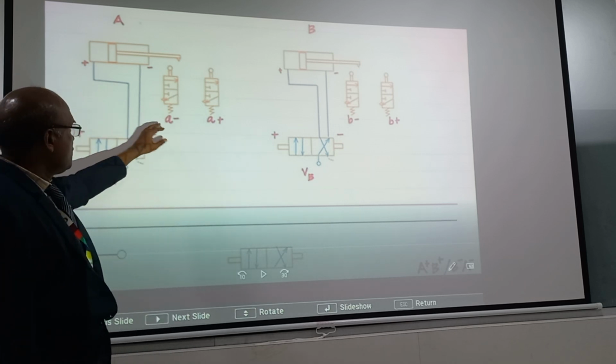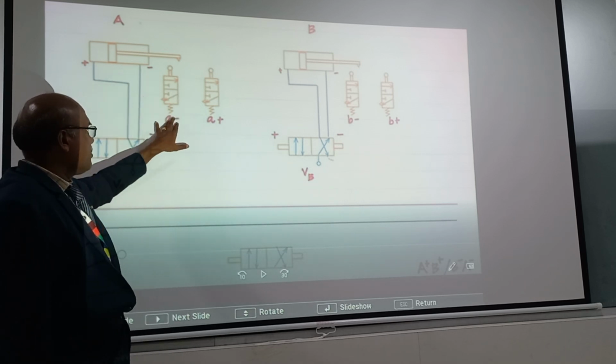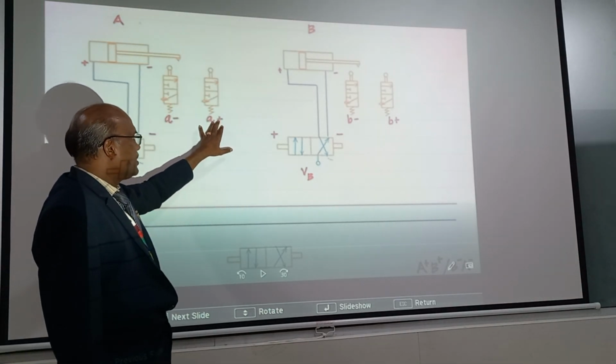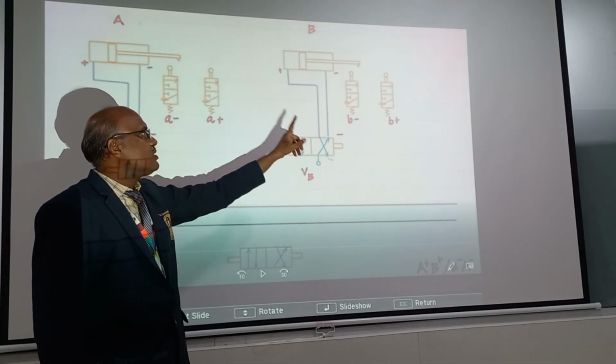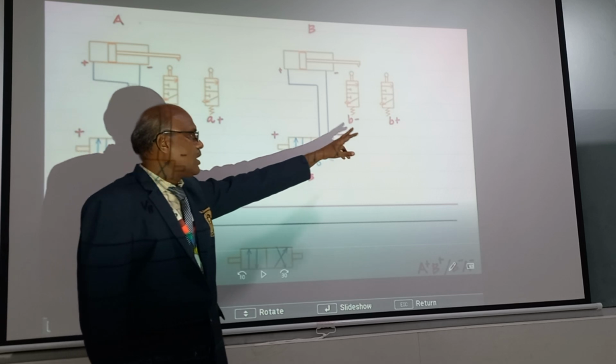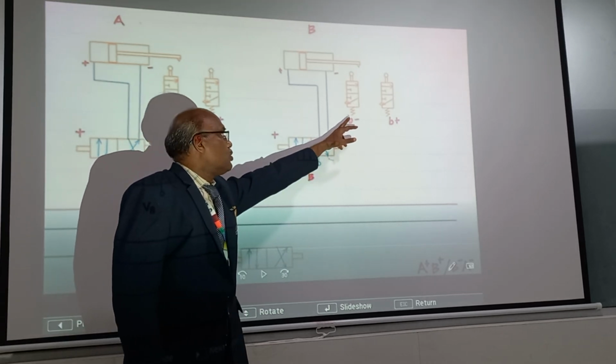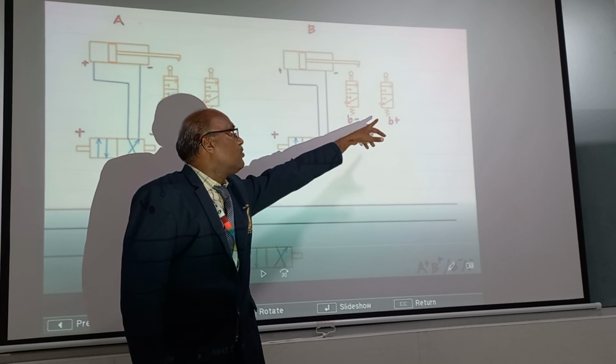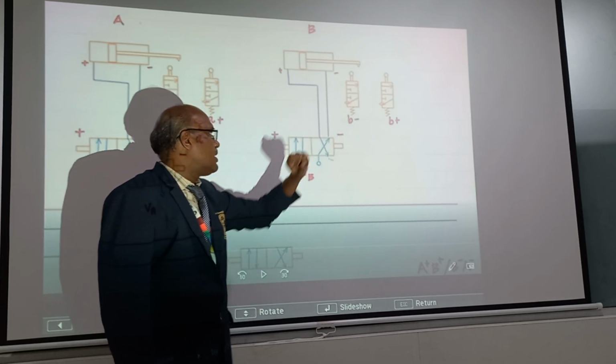Okay. Then you similarly mark A minus. For the A cylinder give A minus. That is during retraction this will get energized. During extension this will get energized. Similarly for the B cylinder you write B minus and B plus. So during retraction of the B cylinder this will get energized. During extension of the B cylinder that B plus will get energized.